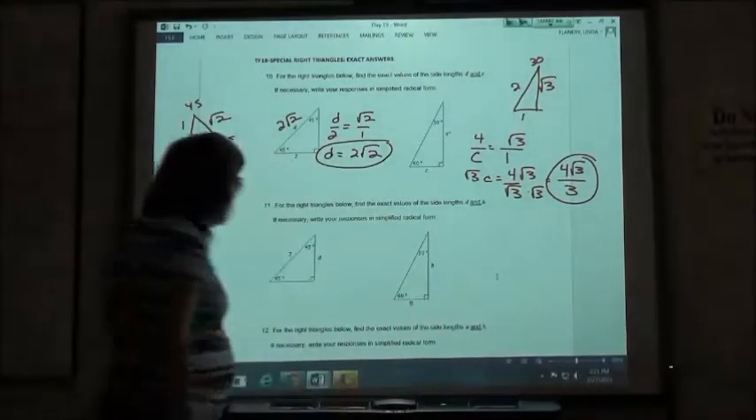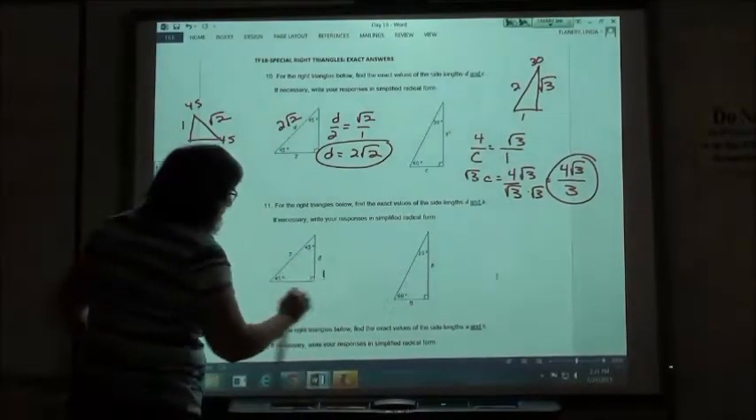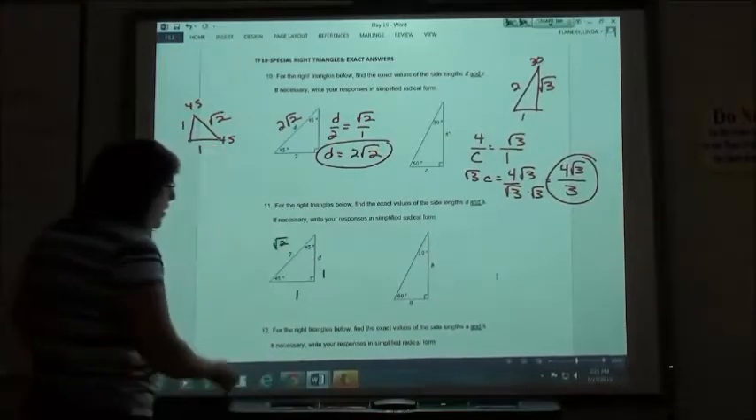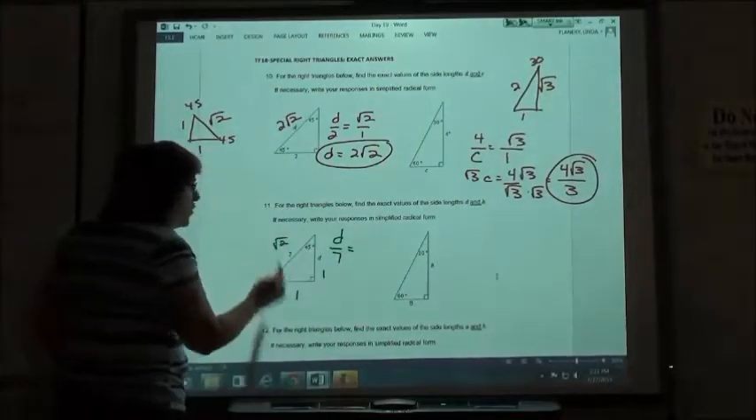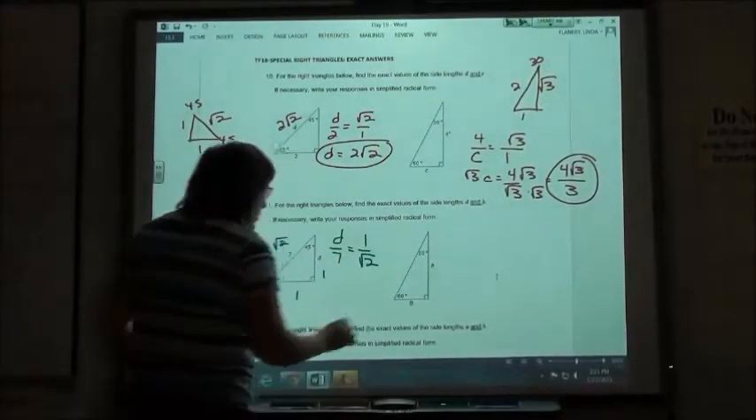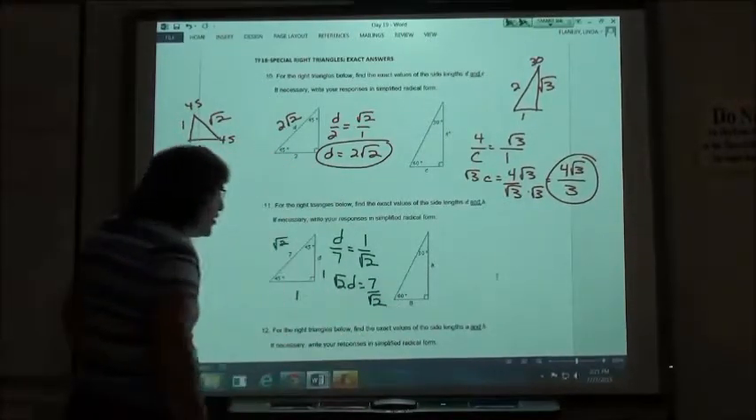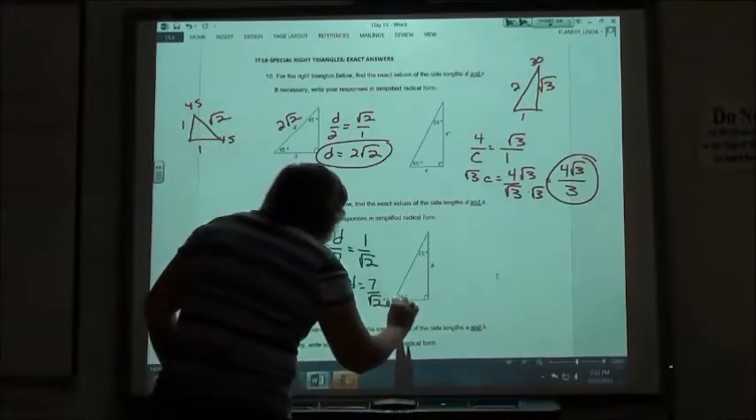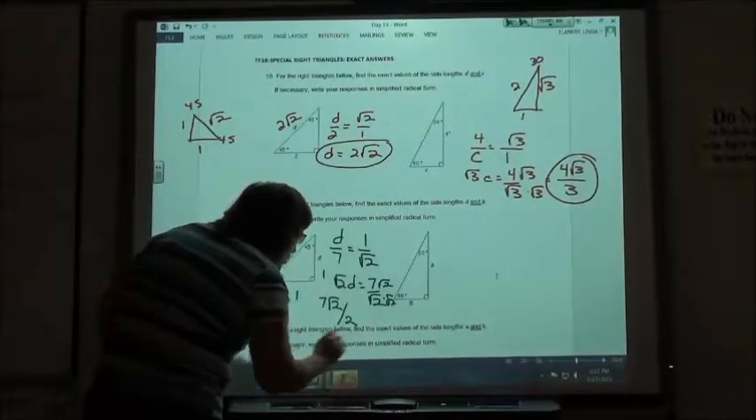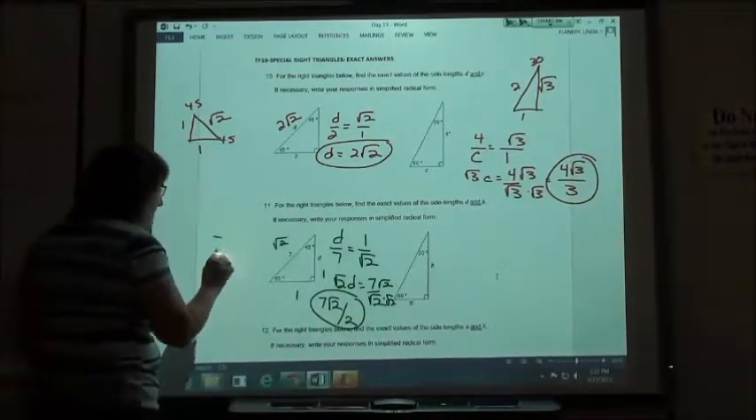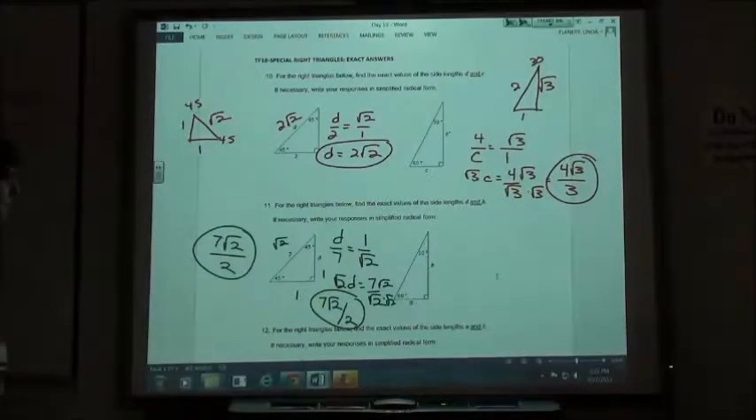So number 11, if I label these, this would be 1, this would be 1, this one's going to be the square root of 2. So d over 7 is going to equal 1 over square root of 2. So we're going to have the square root of 2d equals 7. We have to divide by the square root of 2. So when we rationalize, we get 7 square root of 2 over 2. It's not a very good way to write it. 7 square root of 2 over 2.